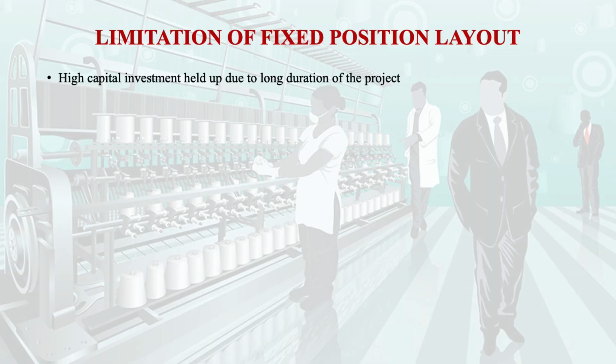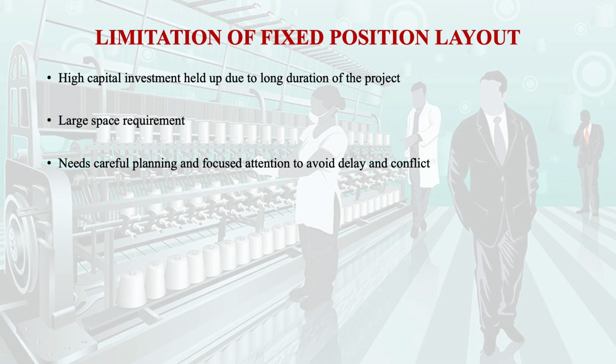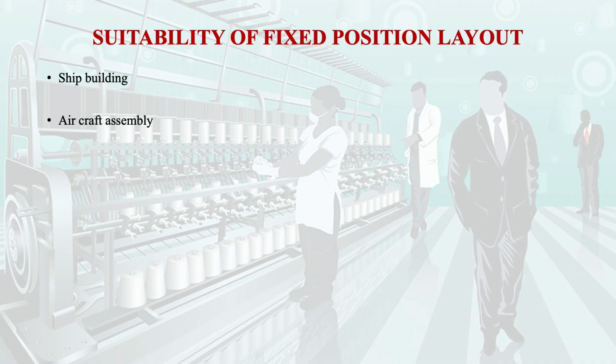High capital investment definitely will be there, and we need a huge space for making this fixed position layout. We need careful planning, and there are always chances of delay and conflict in case of fixed position layout. Now, the examples are just like shipbuilding, aircraft assembly, wagon building, flyover or building. These are the examples of the fixed layout.